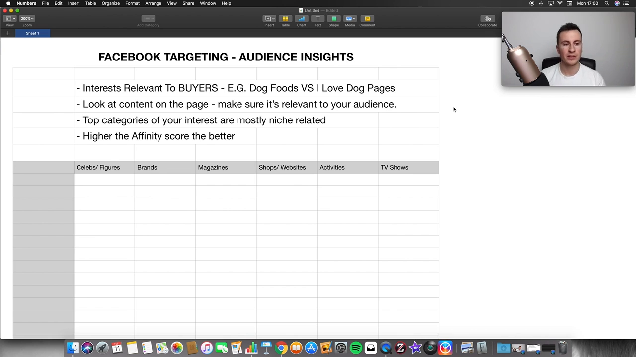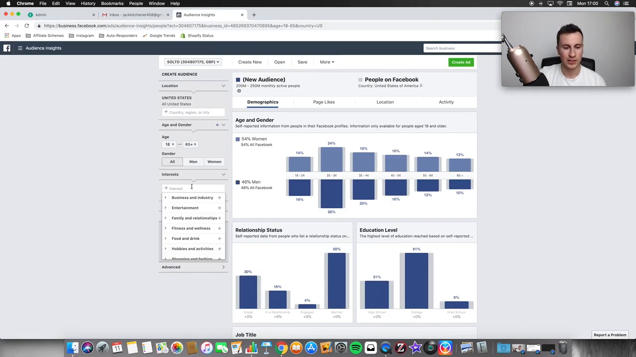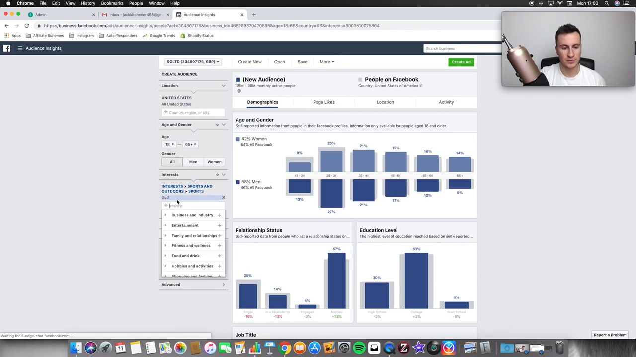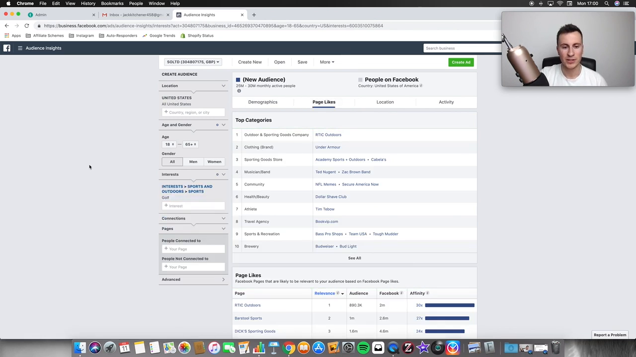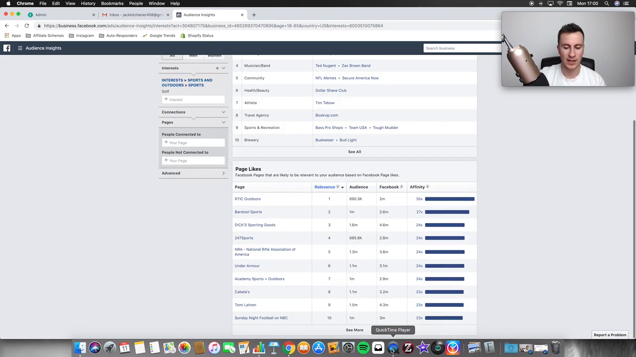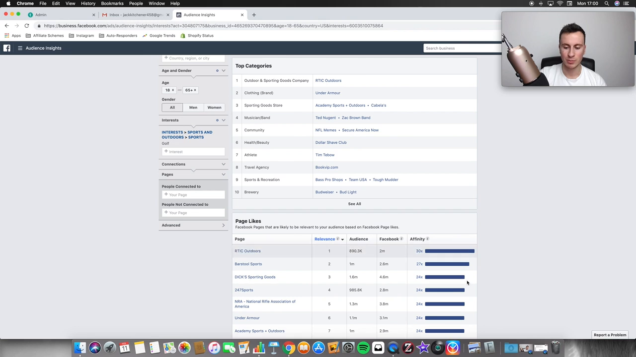Moving on to number three then, the top categories of your interest are mostly niche related. So what I mean by that is when we put an interest in here, so for example, if I put in, let's say just golf as an interest, and we look at page likes, if we look at all of these top categories, a good interest to target would have the majority of these top categories also related to golf. I'm going to get more into that later on in the video and why that's so important.